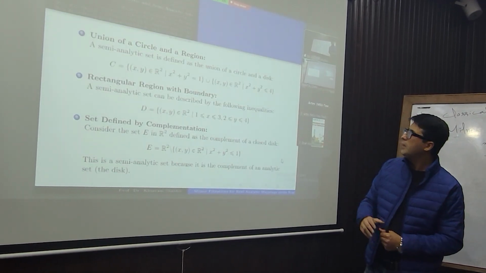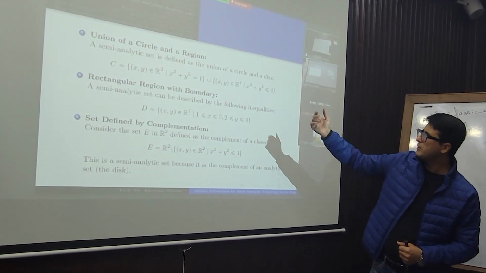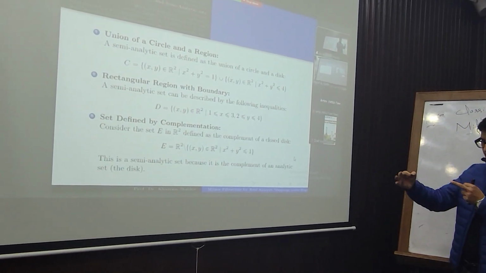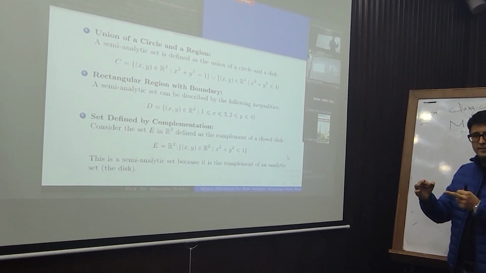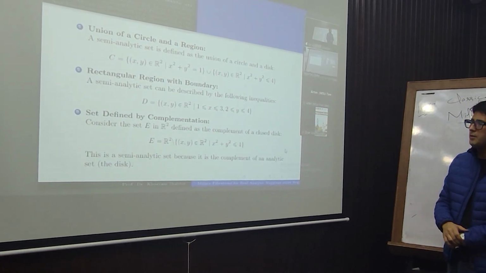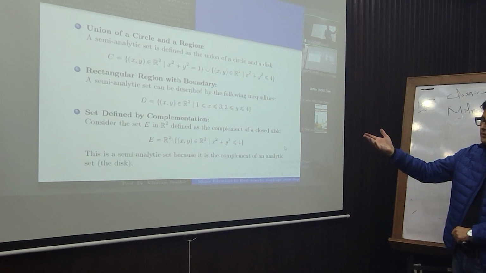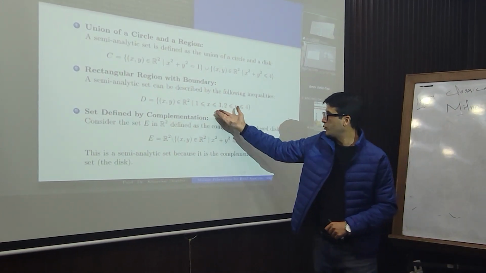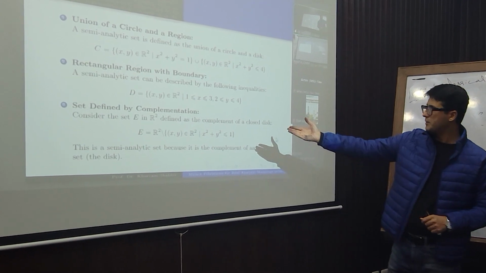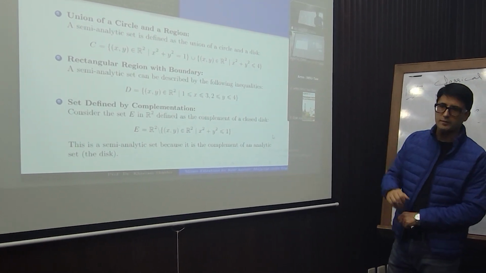Next. And here you have a few further examples. The first one is the union of a circle and a disk. This is also an example of a semi-analytic set. And here you have a rectangular region. This is again, as you can see, an inequality. So this is an example of a semi-analytic set. And similarly you have this set.